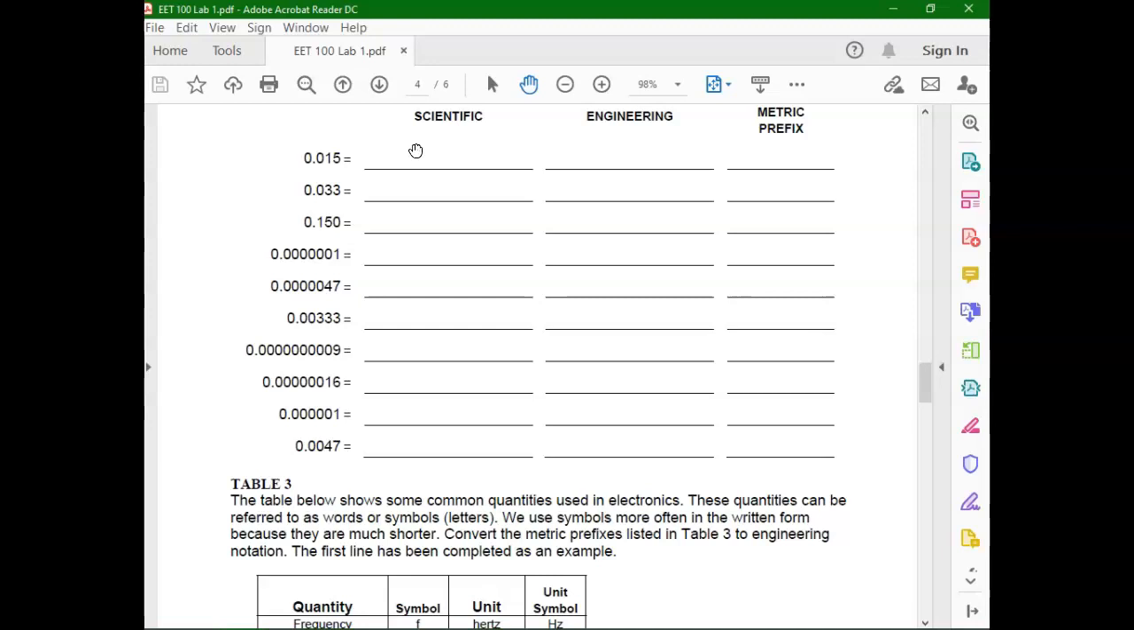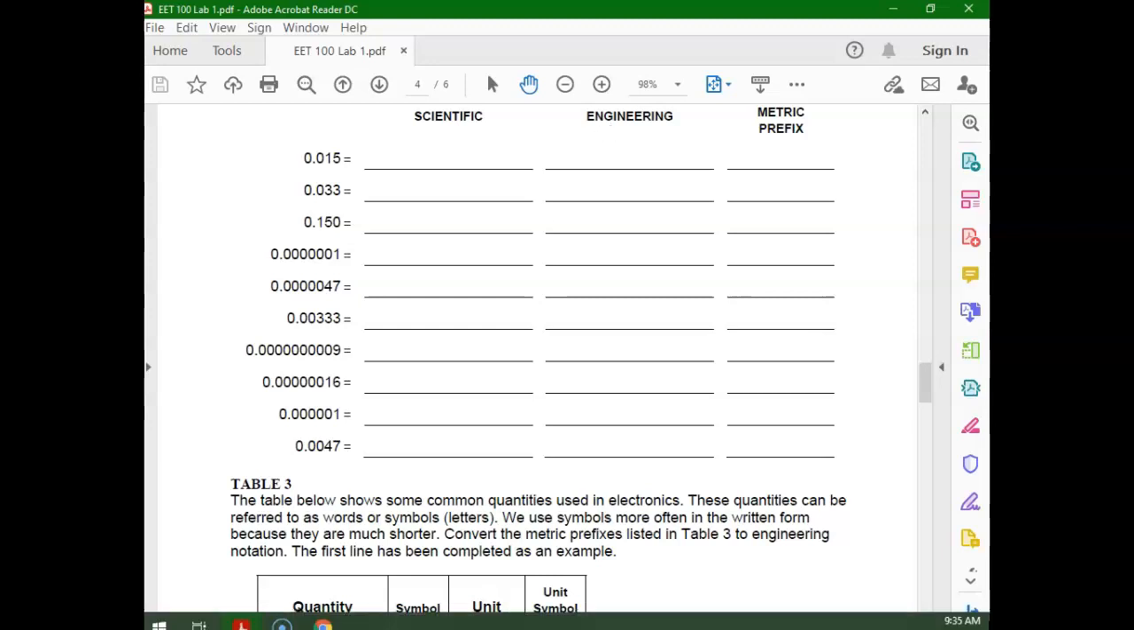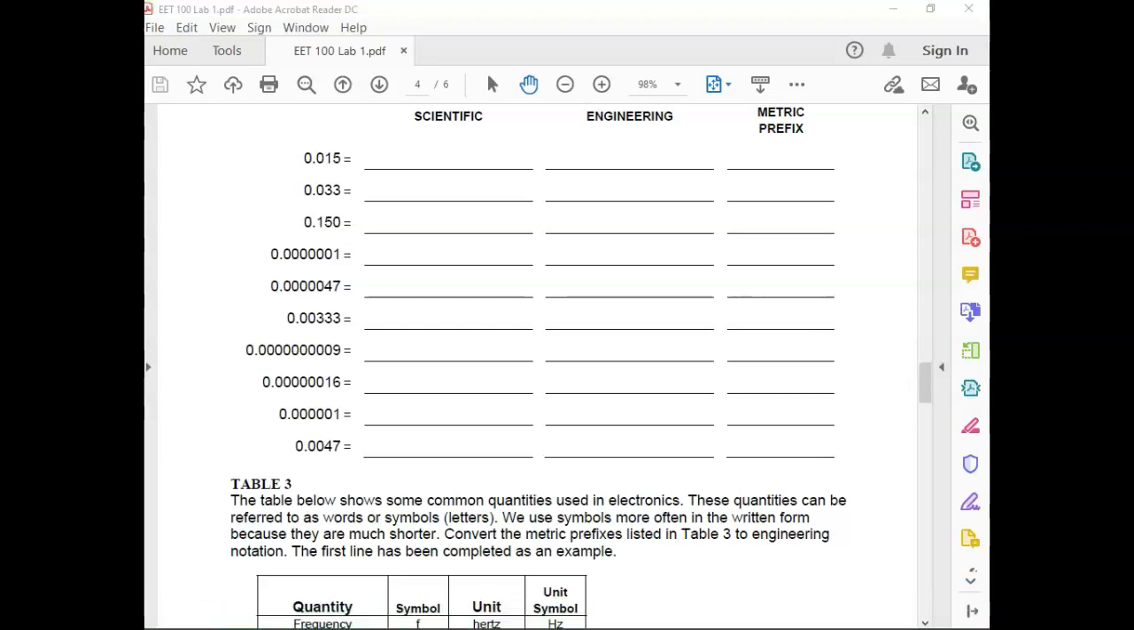What is its engineering notation? What do y'all think? What is the engineering notation? It would be 15 times 10 to the negative 3. 15 times 10 to the negative 3 is correct. Y'all see what I'm trying to, y'all feeling all right about that? Yes, ma'am.